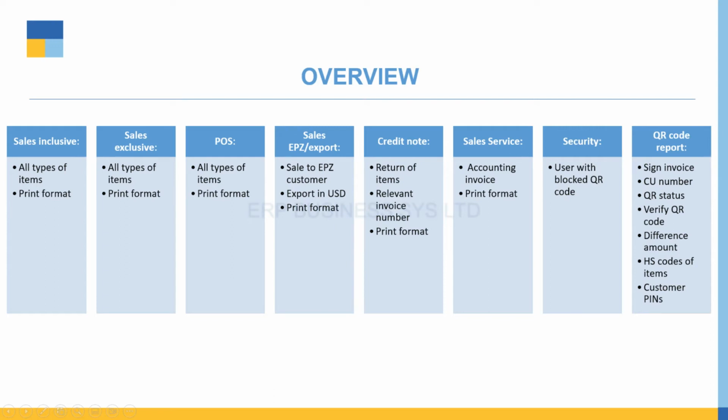This is an overview of what will be shown during this video. Under Sales Inclusive, I'll be showing you all types of items: normal 16%, exempt, zero-rated, and special-rated items like fuel 8%. Then once done, the print format.